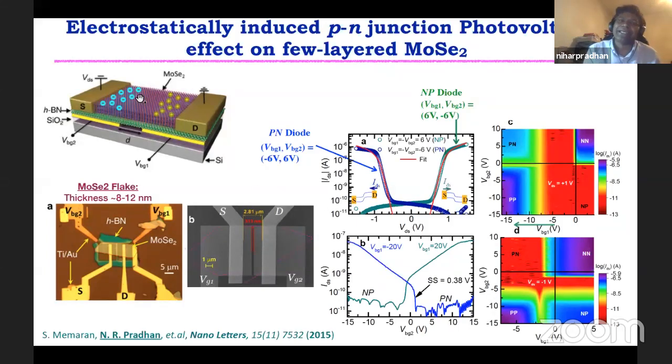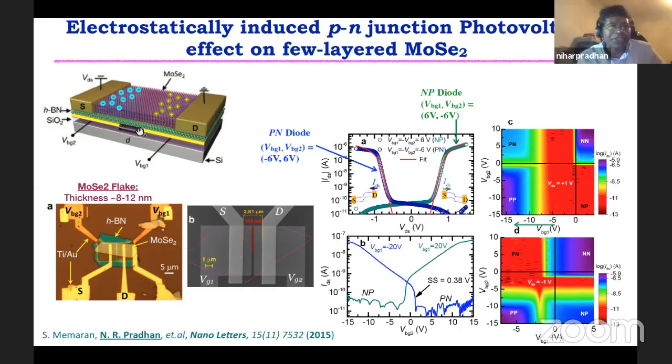So how can you make the PN junction if you use an ambipolar two-dimensional material? Here is the device, and this is called the electrostatically induced PN junction photovoltaic effect on these materials. You will see that this is the MoS2, this is the source and drain. Underneath is the gate dielectric, a few atomic layers of hexagonal boron nitride. We put that underneath. You see that this is the split gate. This is the gold gate, which is gate 2, and this is another gate called gate 1. This is called the back gate since it is underneath.